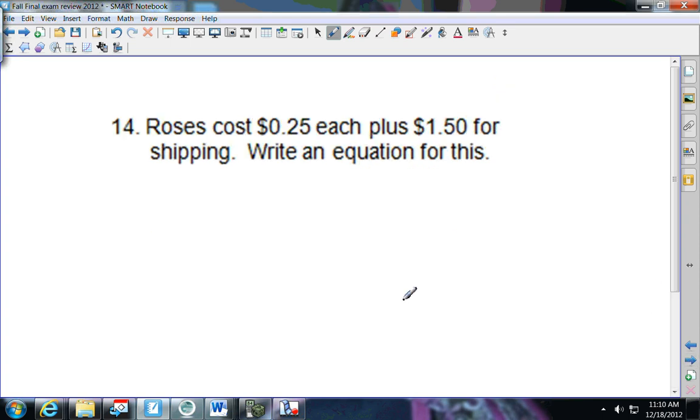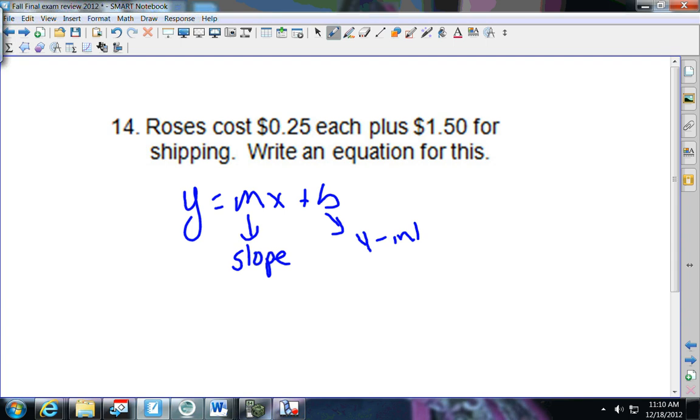Number 14. Roses cost 25 cents each plus $1.50 for shipping. Write the equation. I have y equals mx plus b. Remember, m is the slope, b is the y-intercept. Okay? Well, the y-intercept is a one-time charge. Which one of these things am I paying for one time? I'm paying $1.50 one time. That's the shipping. So that means my 25 cents each is going to go right here for my slope.